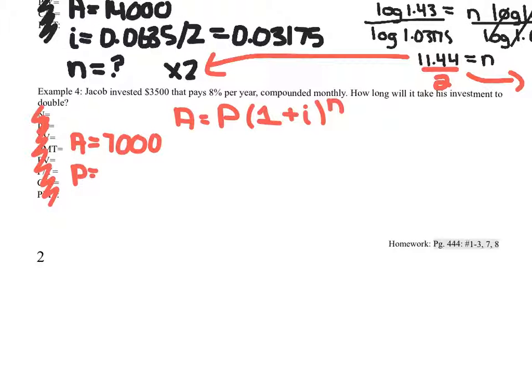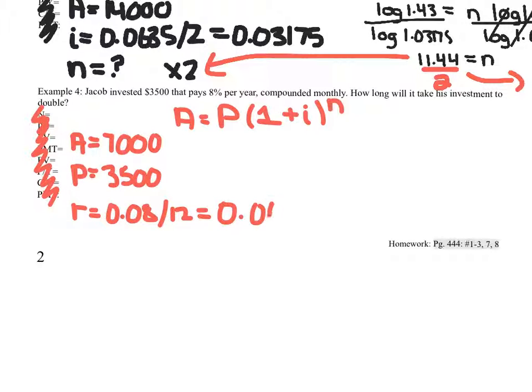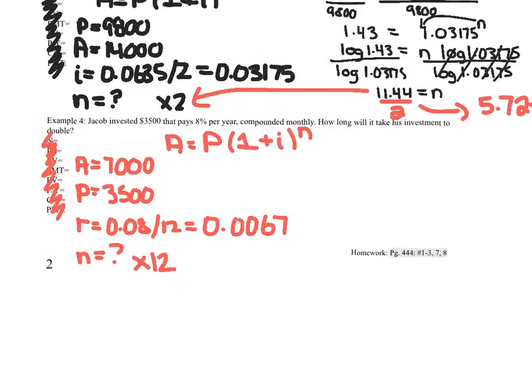His principal right now, what he invested, is 3,500. His interest rate is 0.08, and it was compounded monthly, so divide it by 12. You get a value of 0.0067, giving it 2 significant digits. And then we're going to try to find his n again. Remember, whatever his n was, it was multiplied by 12, so we'll do the opposite of that in the end.